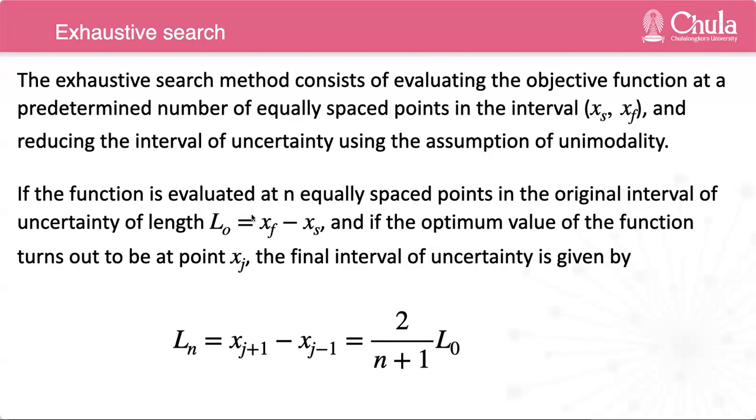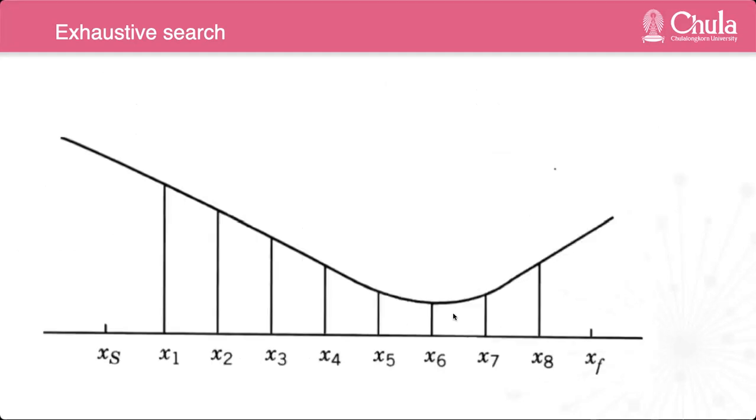We call it the interval of uncertainty of the length. It's the interval between xs to xf. We call it the length, and from this length we divide. It depends on how many points you want to evaluate for each step. In this case, how many points do we evaluate? Yes, 8. And you see that we divide the whole interval into 9 steps, right?